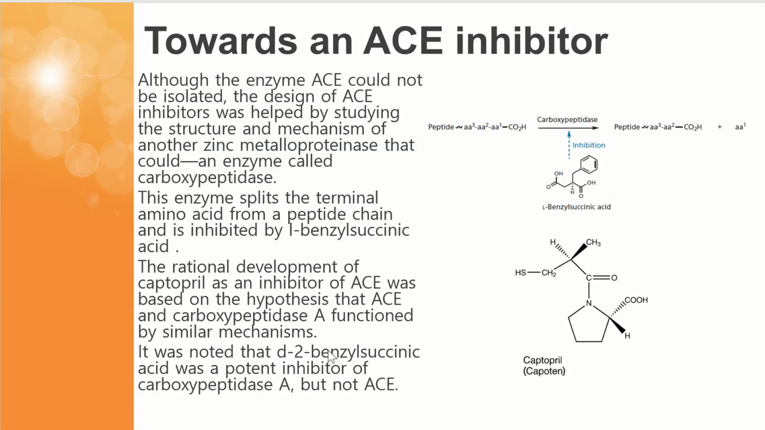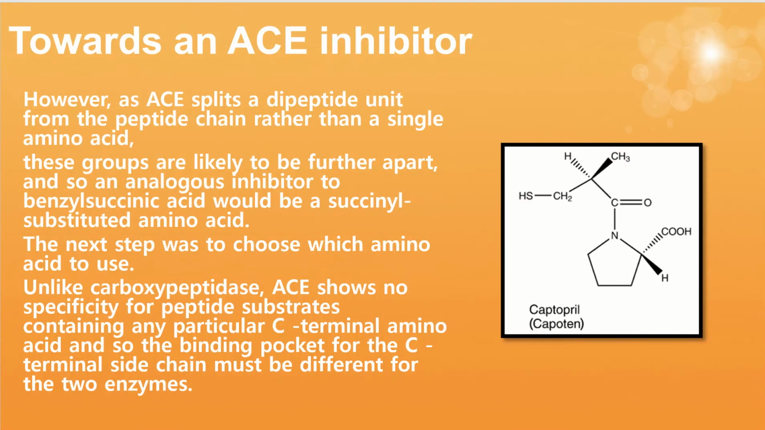So it was noted that the 2-benzyl succinic acid, or this compound here, was a potent inhibitor of carboxypeptidase A, but not ACE. So that's an interesting find, that even though they modeled it after that, it wasn't able to inhibit ACE. So that is the genesis of one of our angiotensin-converting enzyme inhibitors, Captopril. So I found that interesting, and I hope that you do as well.